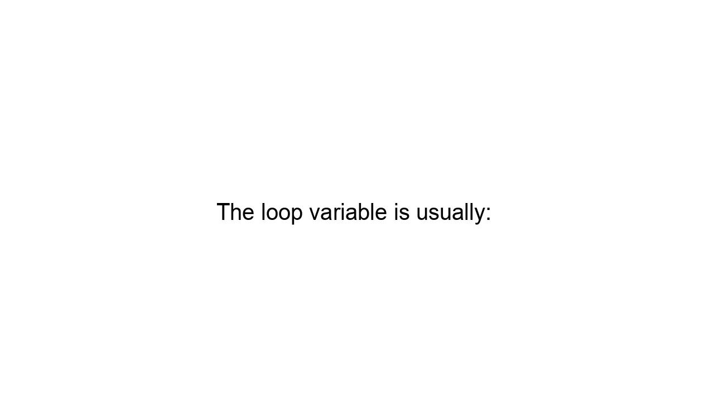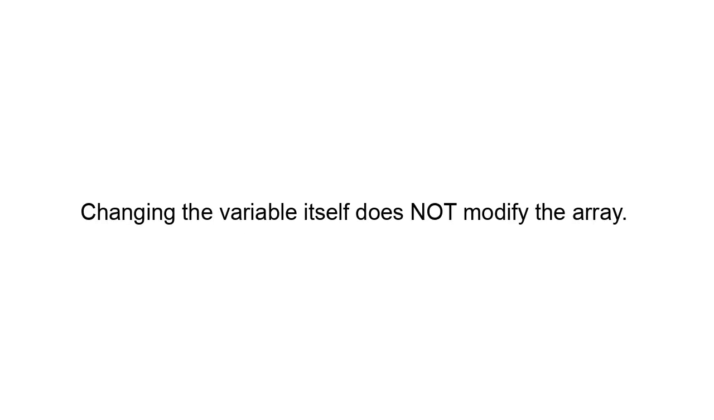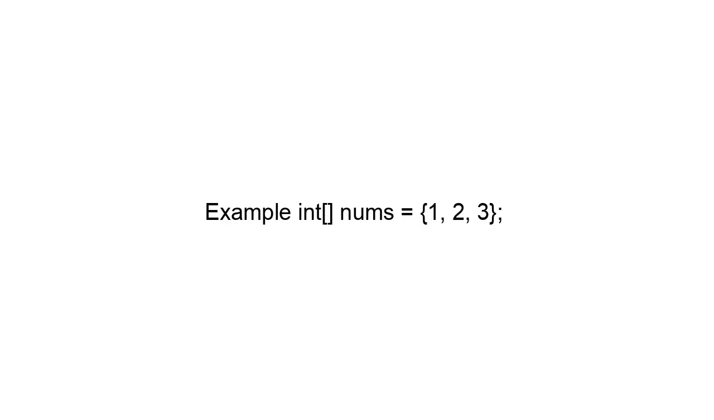Read-only nature. The loop variable is usually a copy or reference to the current element. Changing the variable itself does not modify the array. Example: int[] nums = {1, 2, 3}; for (int n : nums) n = 100; Output: the array remains 1, 2, 3, because n is only a temporary variable.